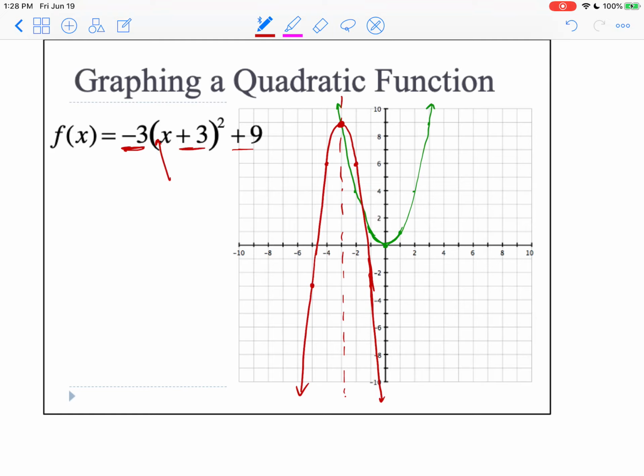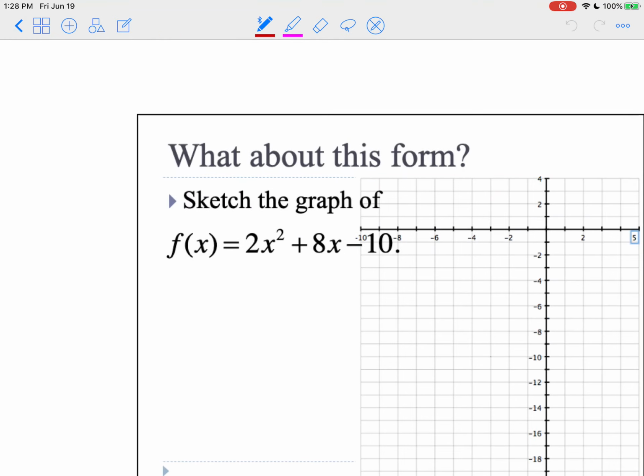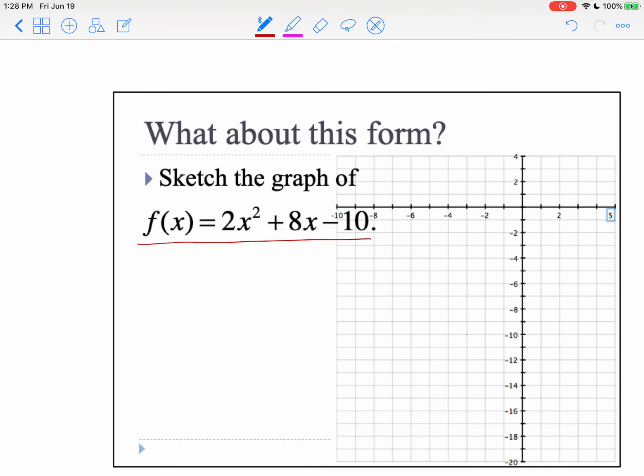But what we're going to do in the next video is we're going to graph a quadratic that isn't in what your book calls standard form. Instead, we're going to graph something that's in this form, which most people would call standard form. But this is just what your book calls a quadratic equation.